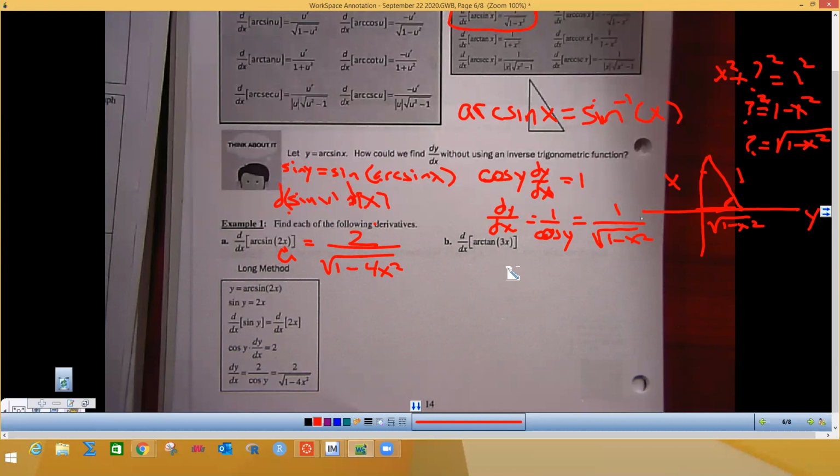We're doing arctan. So arctan, and again, I'm using this one, is going to be, now there's no square root on this one, it's 1 plus u squared. And again, the u is 3x. So when I square 3x, I get 9x squared. And then on the top is the derivative of 3x, which is 3. So this is the answer for the inverse derivative of tangent.